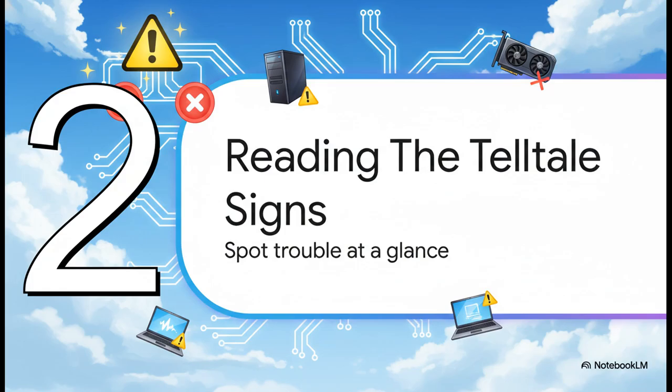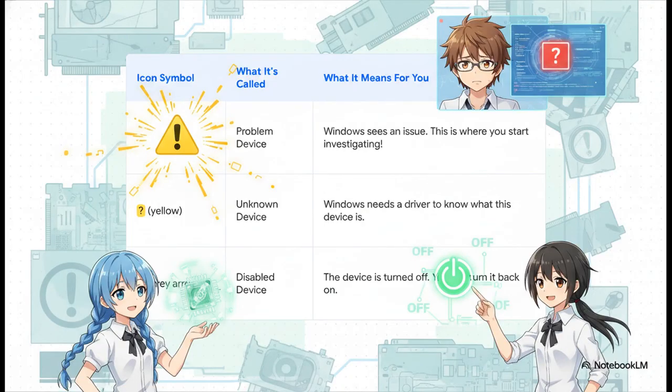The best part is you don't have to go hunting for problems. The Device Manager uses really simple visual signs to tell you exactly where to look. So let's learn how to read those signs, shall we? There are basically three main symptoms you need to look out for. First, the big one, a yellow triangle with an exclamation mark. That's your biggest clue. It means Windows sees a problem, and that's your starting point.